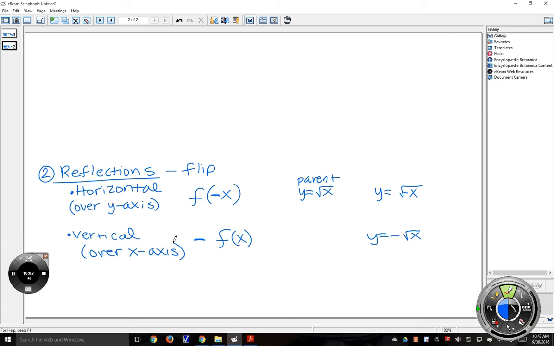Is this all right for reflections? Anybody opposed to me changing the screen?